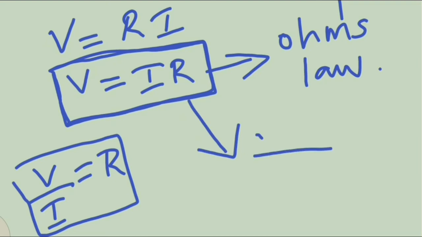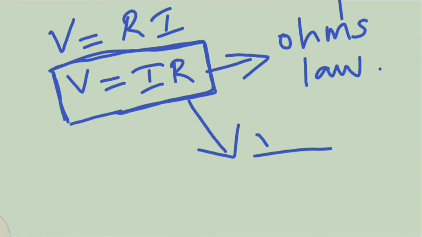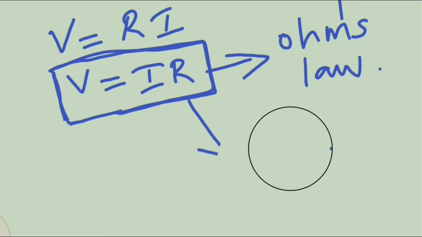Otherwise, you will get confused whether I is in the denominator and V is in the numerator. There will be a confusion. So always, when you are learning Ohm's law, learn it as V is equal to IR. Once the equation is known, if you want to find the unknown, you can use your mathematical skills to find the value of the unknown. So better learn Ohm's law as V is equal to IR.